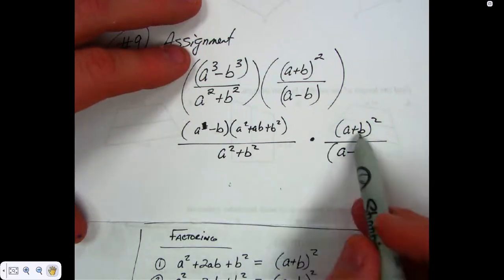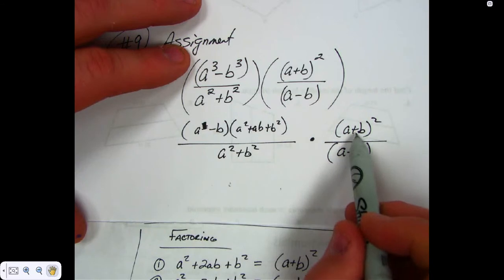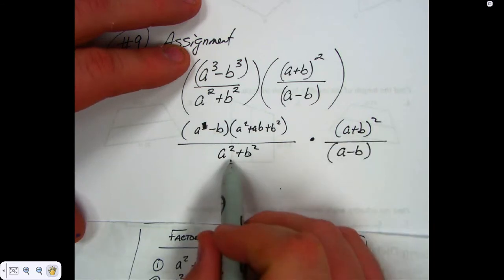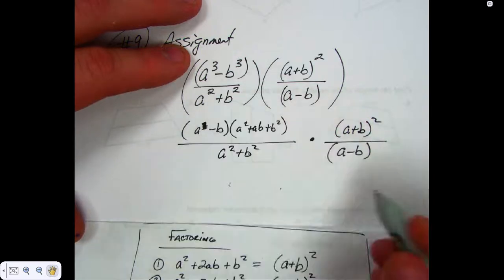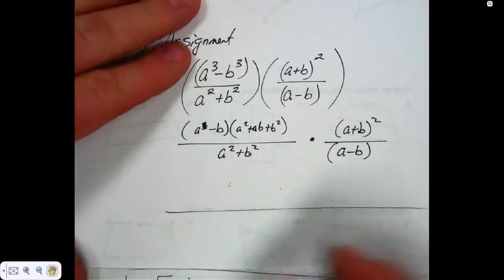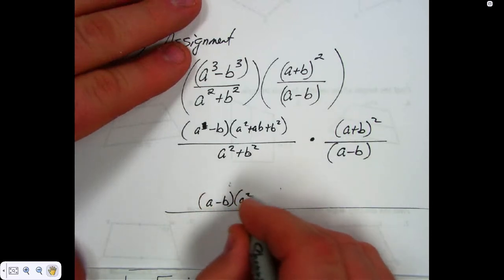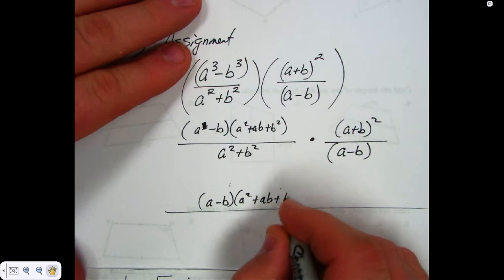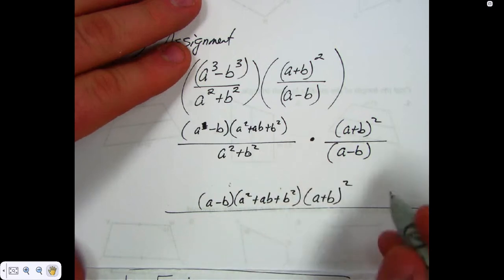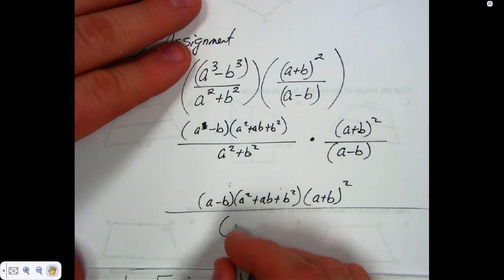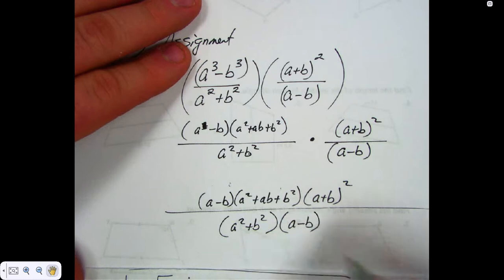Now, we have to understand that this and this are very different things. If you were to multiply this out, there'd be a middle term. So you cannot cancel these. That's why I'm doing this problem. When we break down everything we have on top, we basically have a minus b times a squared plus ab plus b squared times a plus b quantity squared. On the bottom, we have a squared plus b squared times a minus b.